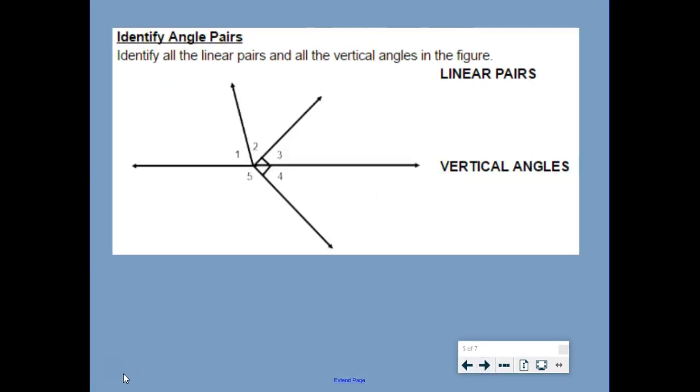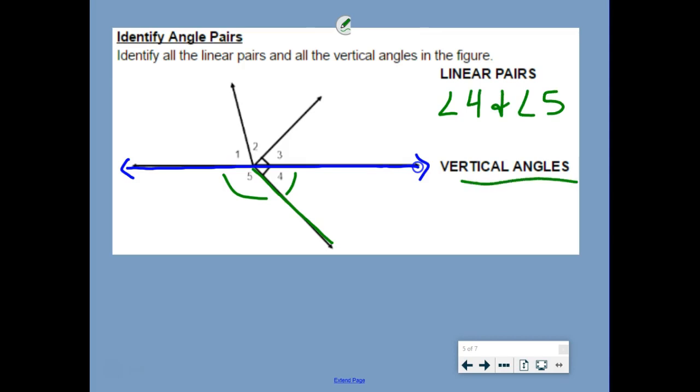Identify angle pairs. Identify all the linear pairs and all the vertical angles in the figure. So for linear pairs, we're looking for a straight line, which we have right here. On the bottom half of the straight line, we have two adjacent angles that make up this straight line, angle 4 and angle 5. So they are a linear pair.